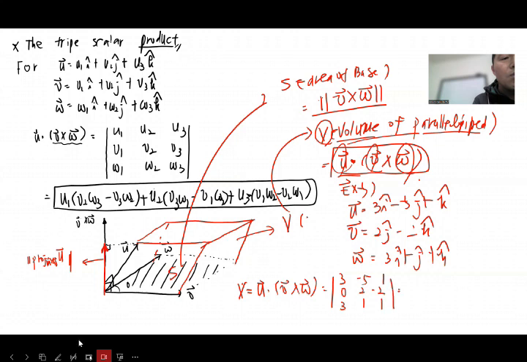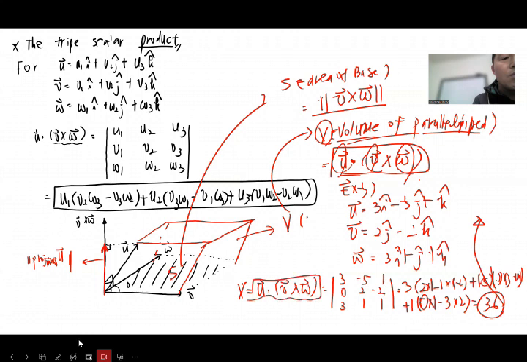So from that, the answer is 3 times (2 times 1 minus 1 times minus 2) plus minus 5 times (minus 2 times 3 minus 0 times 1) plus 1 times (0 times 1 minus 3 times 2). So that results in 36. So that is the volume of the parallelepiped made out of these three vectors.